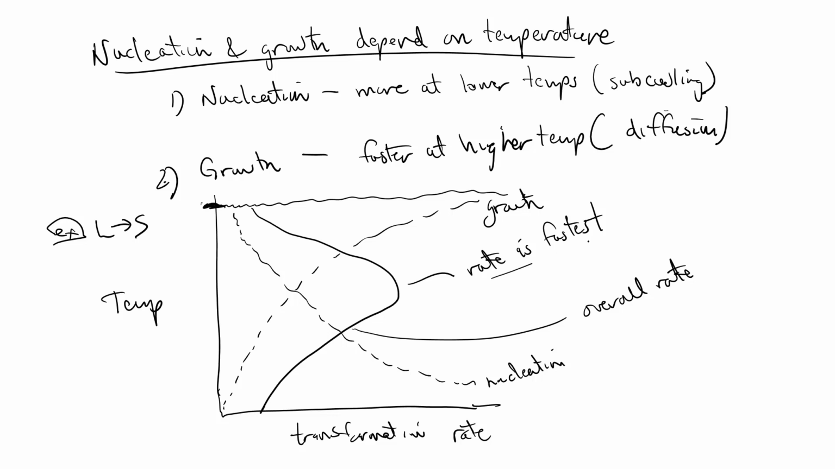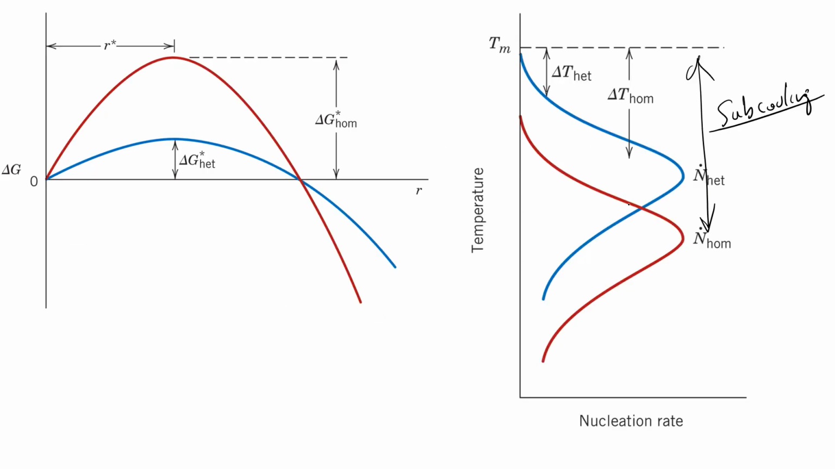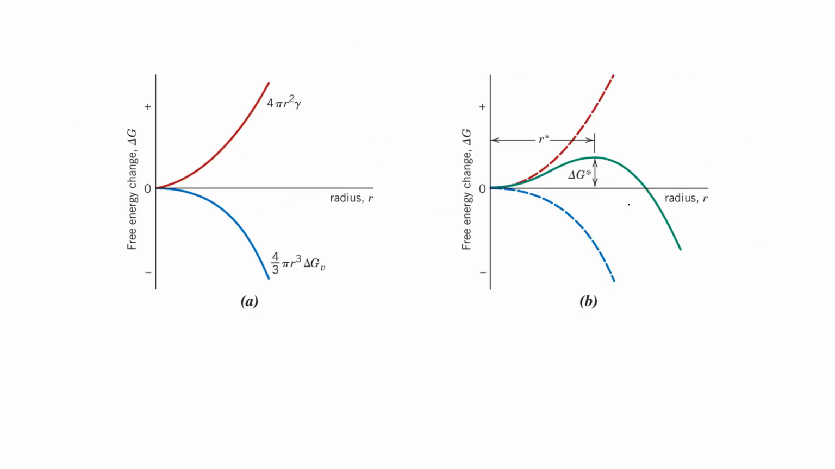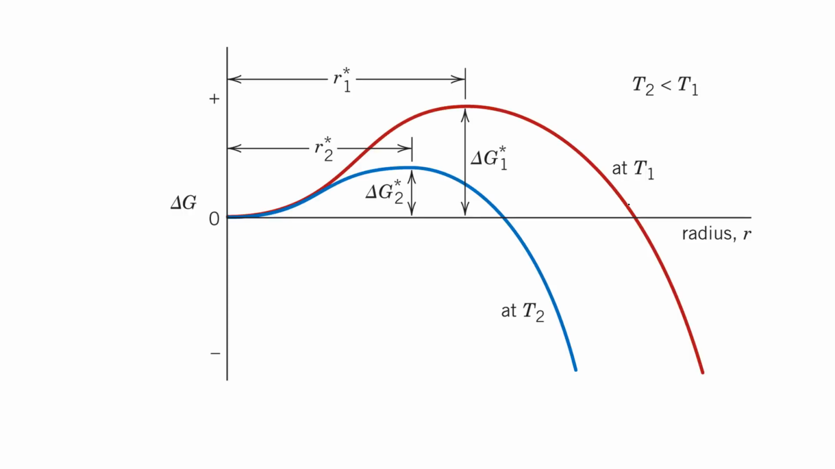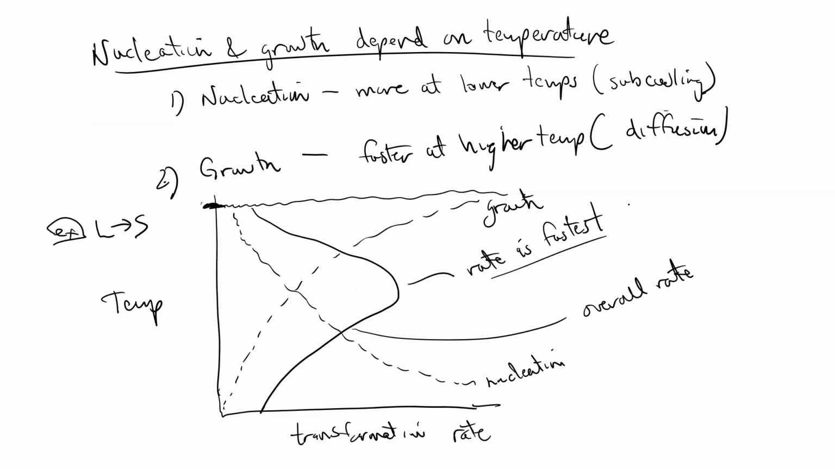Okay, the rate is the fastest here, right at that nose. They call this a nose. So this curve has a nose right there. But basically there's a sweet spot. Now let's do just one figure that kind of is related to this, and then we'll quit for this lecture.